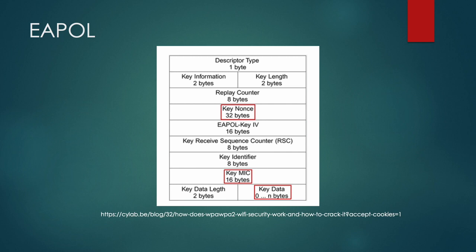The Extended Authentication Protocol over LAN, or EAPOL, defines a standard for Wi-Fi negotiation. Here is the frame of this protocol. Two of the relevant parts to attacking WPA are highlighted in red. The key nonce, which is either generated by the client or the access point, and the MIC, which again serves as a message authentication code for integrity verification purposes.